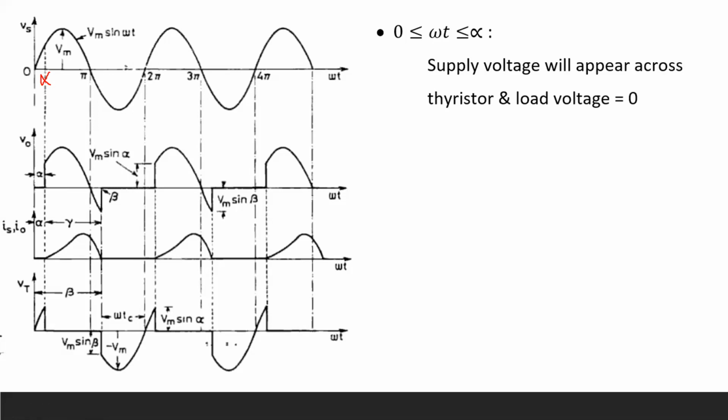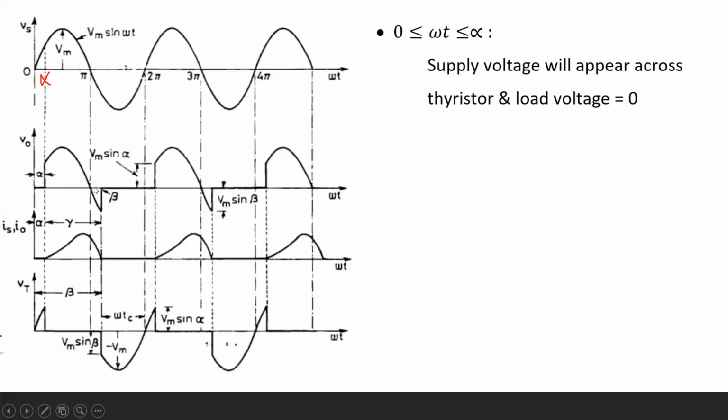Now, as it is not carrying any kind of current, the load voltage during this condition will be 0 and the supply voltage will appear across the thyristor. It is shown in this waveform, right? The current will be 0 during this condition. Okay, now at alpha we have provided one gate signal, right? So from that instant only it will start conducting.